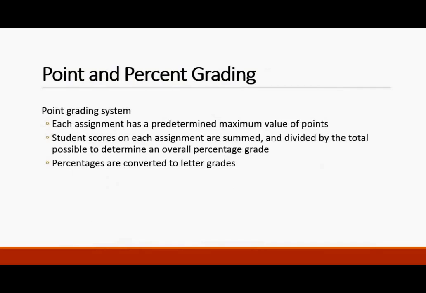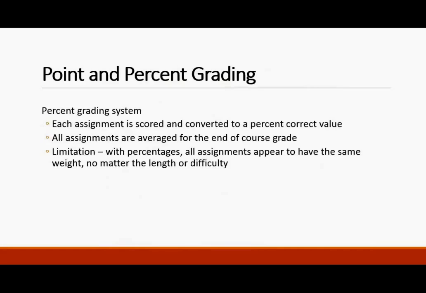Point and percent grading. We'll start with point grading. Each assignment has a predetermined maximum value of points, and student scores on each assignment are summed and then divided by the total possible to determine an overall percentage grade. Percentages can then be converted to letter grades, and that's what most of you are probably used to.